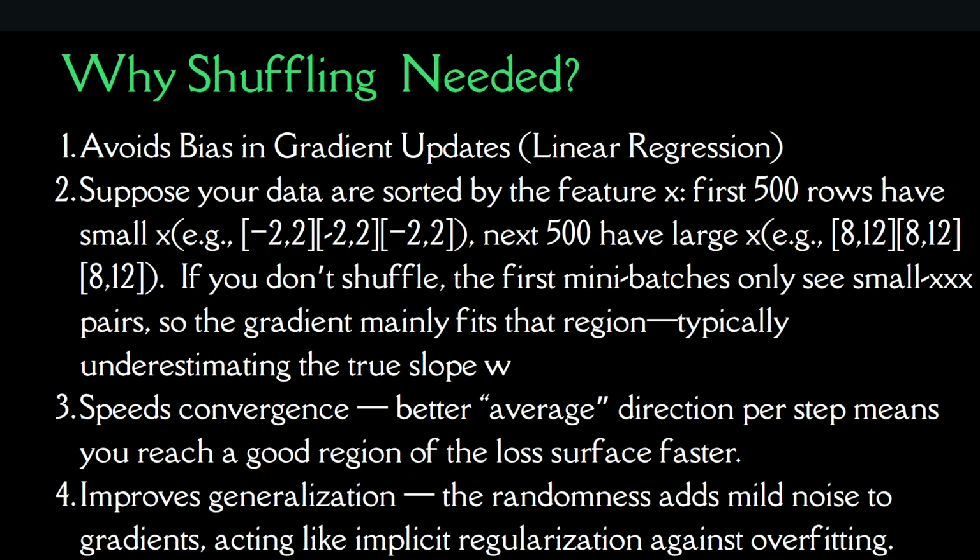Another side effect of stochastic gradient descent is that it adds an implicit regularization because of the noise of each batch, so it prevents overfitting. Next we can move on to the coding part.